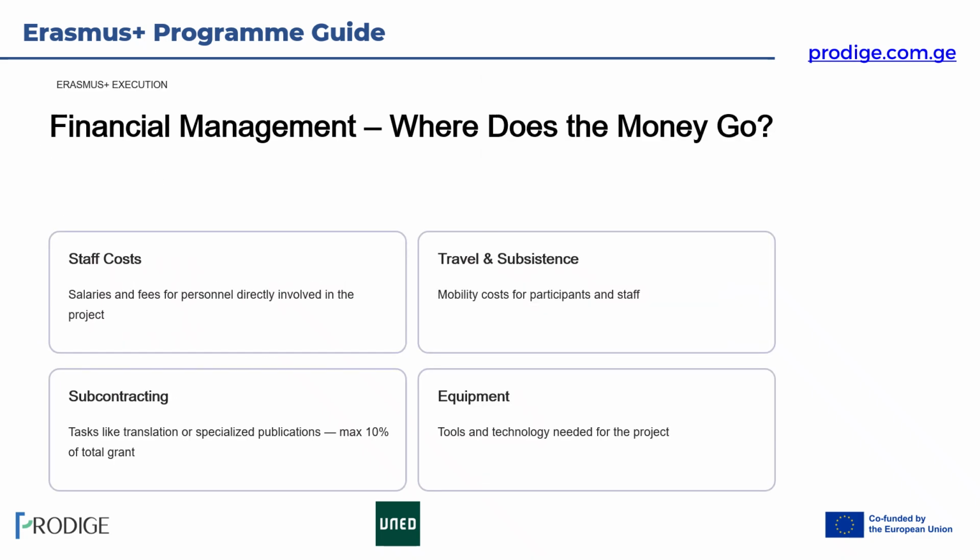Now, let's talk about the practical side, the budget. An Erasmus Plus grant is designed to cover the essential costs of a project. This includes staff costs, travel and subsistence for participants, and even subcontracting for specific tasks like translation or specialized publications. It is important to note that subcontracting is limited to a maximum of 10% of the total grant awarded.